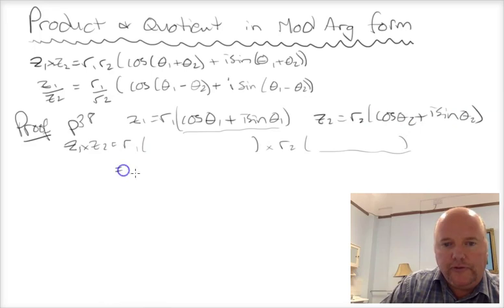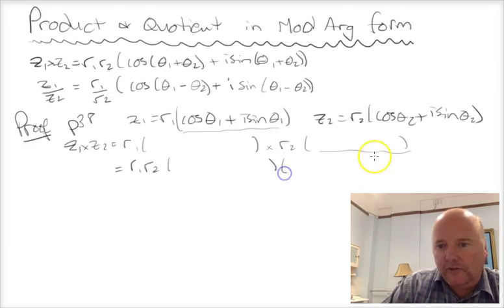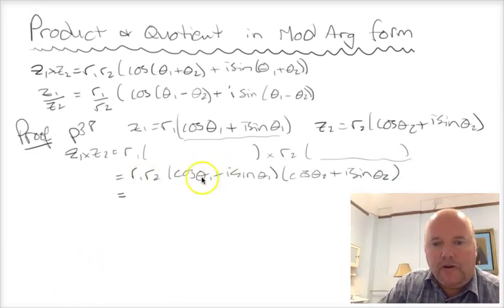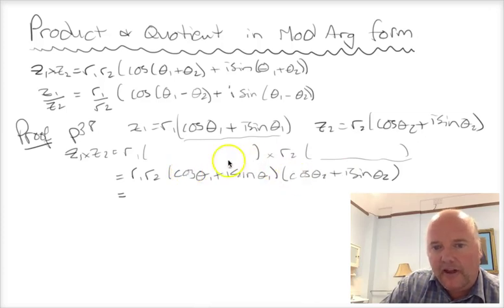Now if we just group a few things together, this is what we get. We get r1 times r2 out the front, and then I'm going to multiply these two brackets together. I'll just write that in. Okay, so this is what we've got: r1 times r2 out the front. Now I'm going to expand this out. So I'm going to multiply that by that, that by that, that by that, and that by that. So I'll write it all out and you can have a look at it.